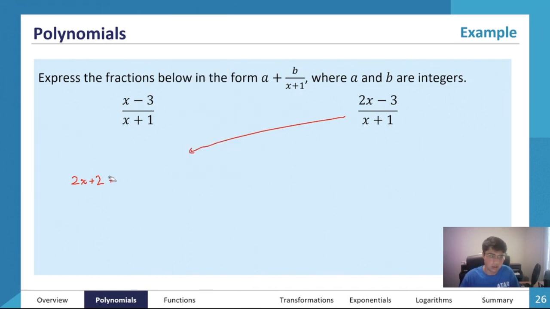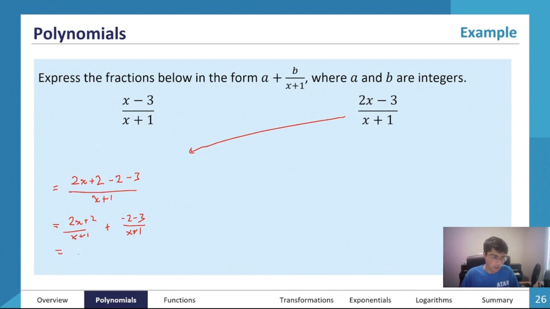Let me get rid of that. So plus 2, so we added a 2, so we have to subtract a 2. And then we've got the minus 3 at the end there, and then we've got x plus 1. Okay, so we can then split it up. We have 2x plus 2 over x plus 1, and then we have plus minus 2 minus 3 over x plus 1.